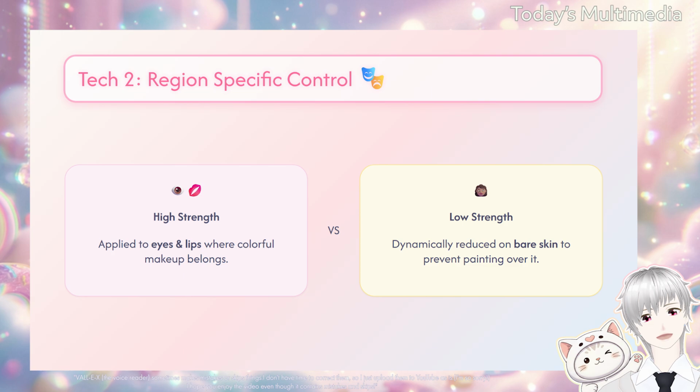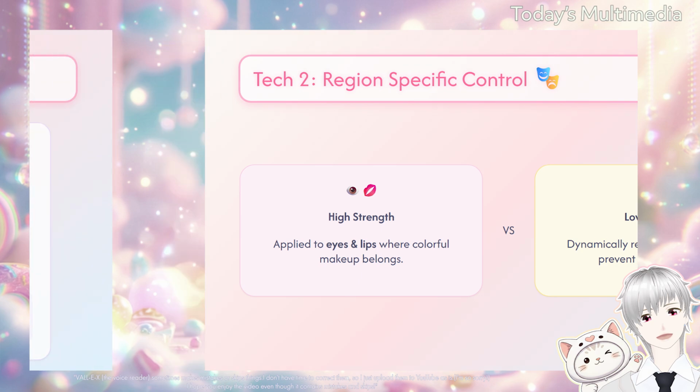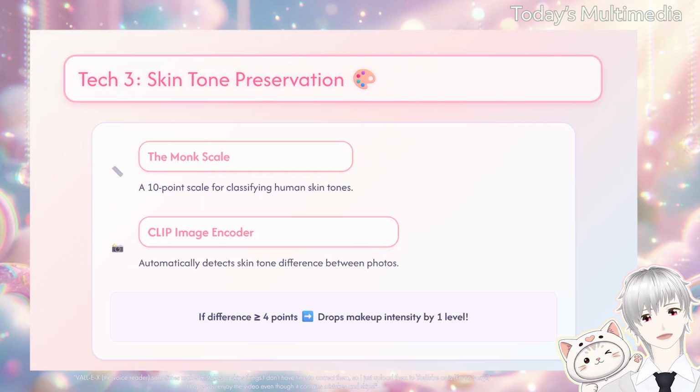It applies a very high transfer strength to your eyes and lips, because that is where the colorful makeup usually goes. But for the regular skin areas, it dynamically reduces the transfer strength. This precise control prevents the artificial intelligence from painting over your natural skin, while still giving you that popping eyeshadow and lipstick. Third, they implemented an adaptive skin tone preservation system.